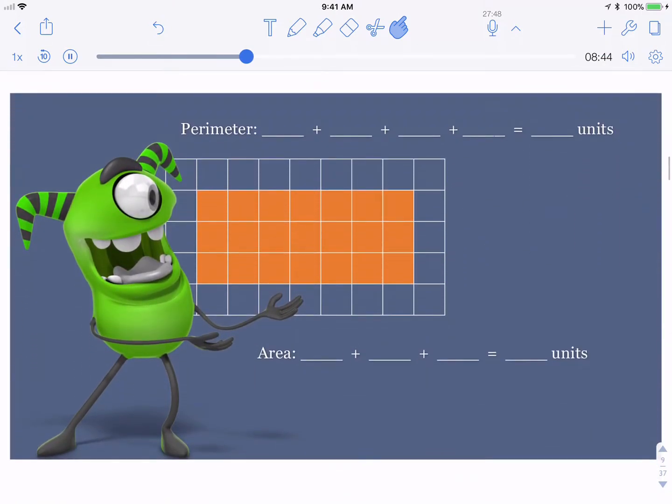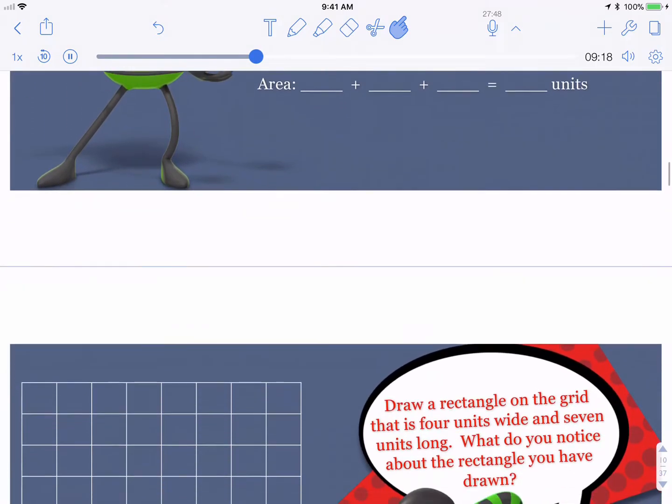Try this shape out. First, you're going to find the perimeter, and then you're going to find the area. Now remember, the perimeter, you're going to add each side all the way around. And for the area, you're going to add each row of how many square units are in that row. So go ahead, pause, and see if you can solve this problem. Okay, let's move to the next one.